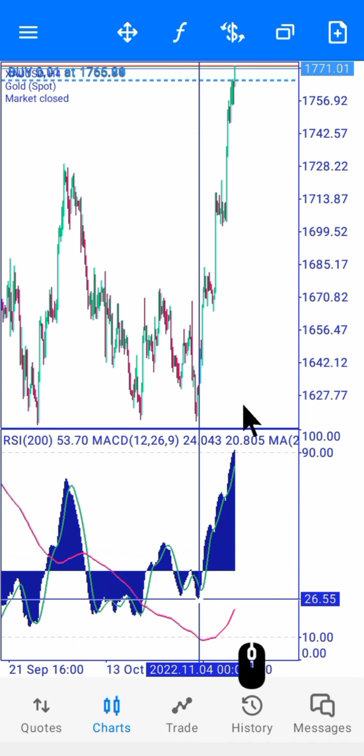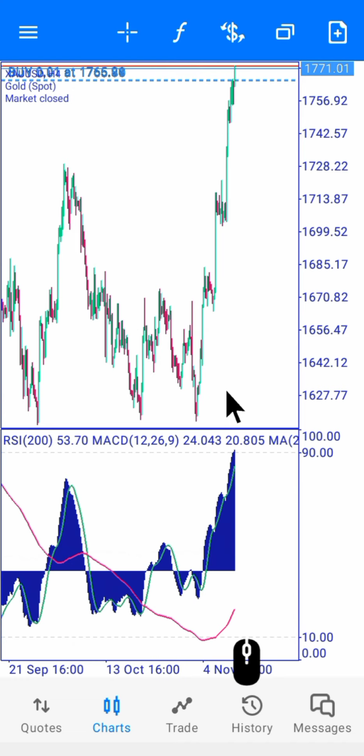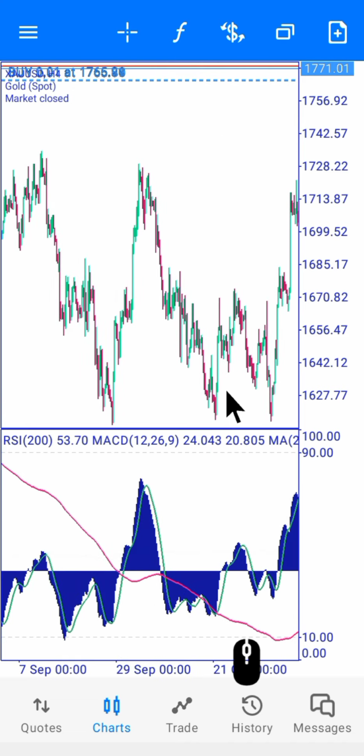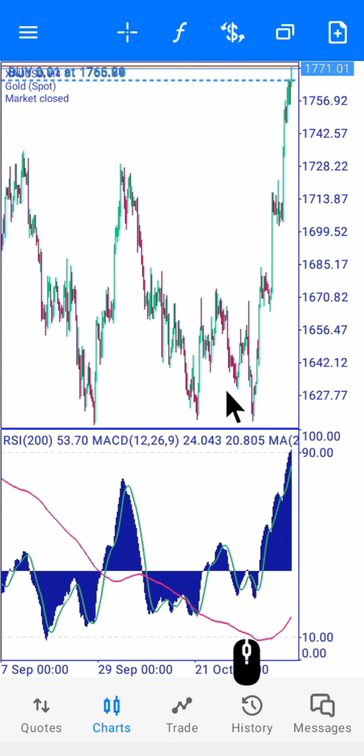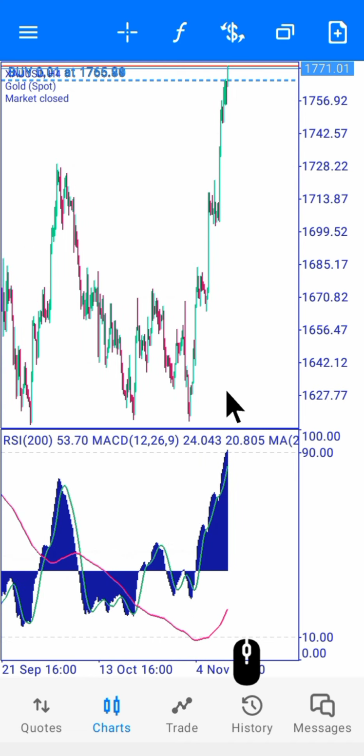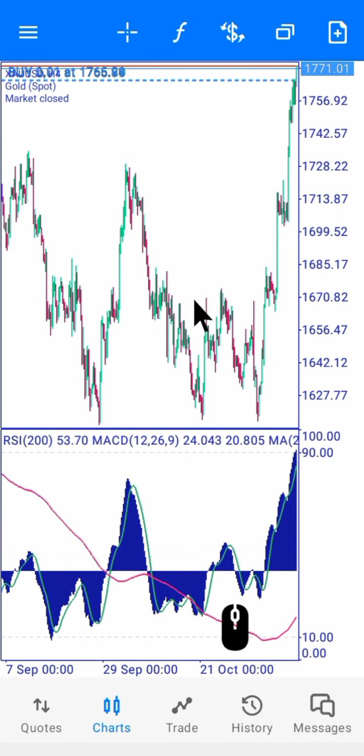So if you use this indicator, you'll be able to determine that the market was oversold, so it is time to buy. How do we determine oversold? We are done with oversold, then you're going to look at overbought.